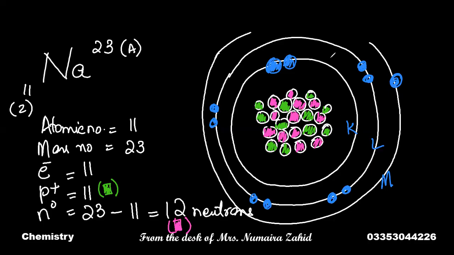So in this way, we have drawn the structure of an atom, and we have calculated the number of neutrons with the knowledge of atomic number and mass number. If you are given the atomic number and mass number of any element, you can find the number of electrons, protons, and neutrons easily.